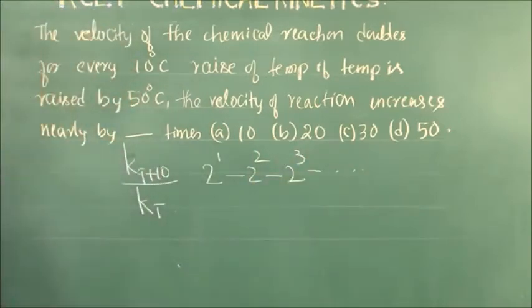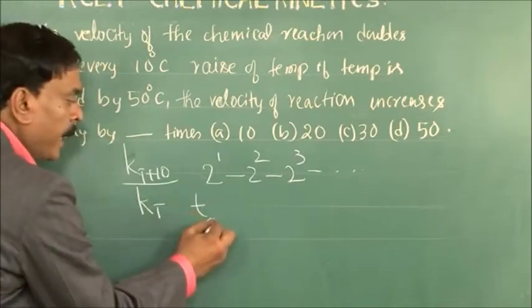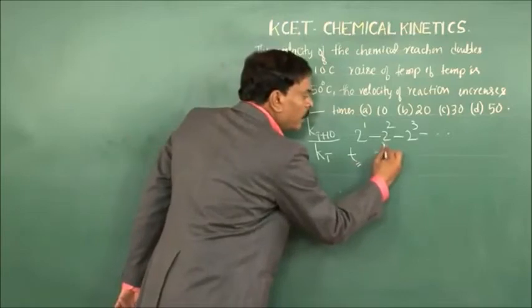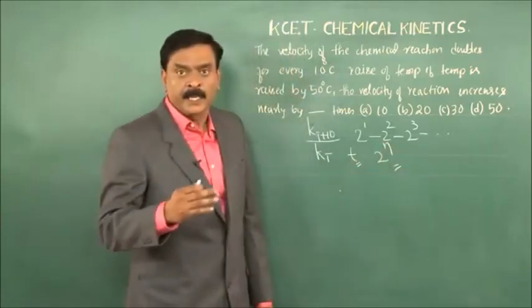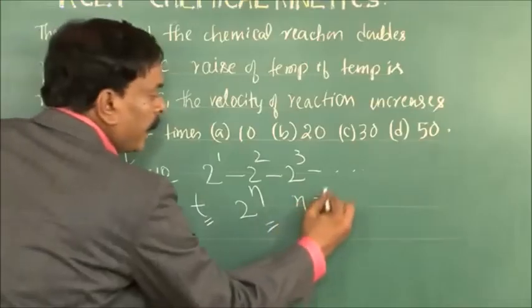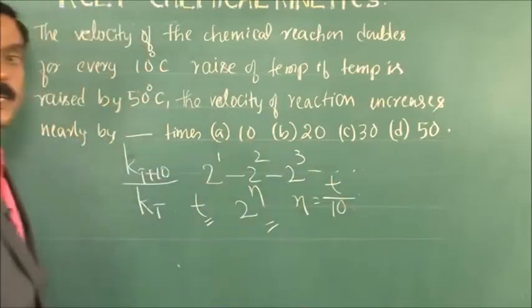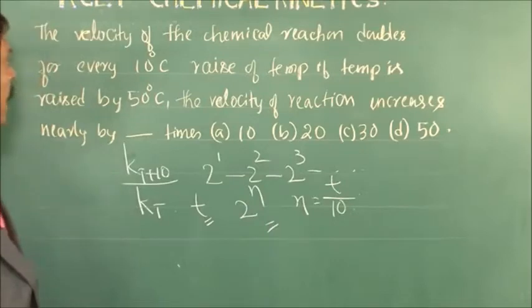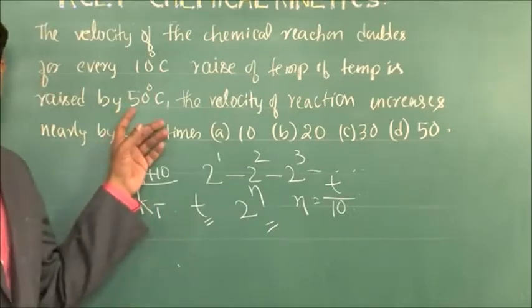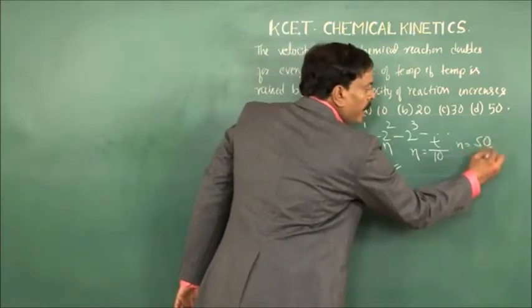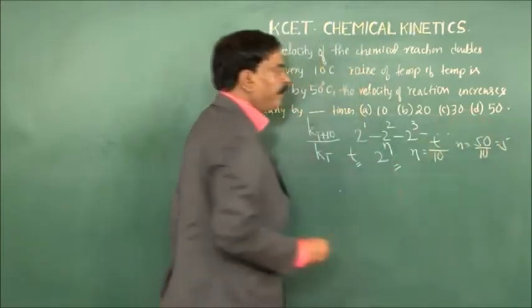In general, for T degree centigrade rise in temperature, the rate of the reaction increases by 2 to the power n times, where n is the rise in temperature divided by 10. In this particular question, the temperature rise is 50. So, the value of n will be 50 by 10, which is equal to 5.